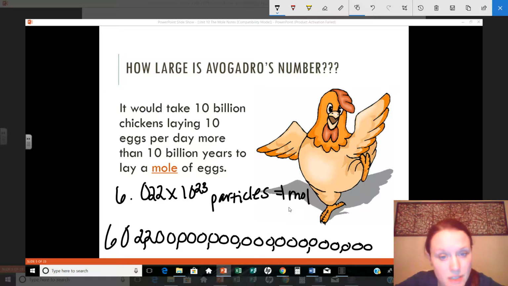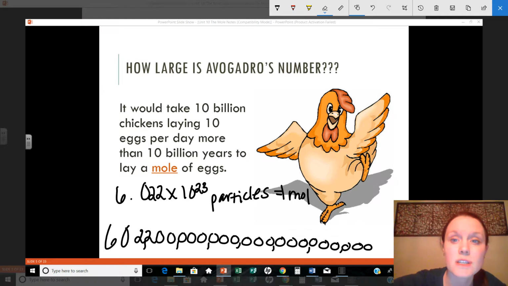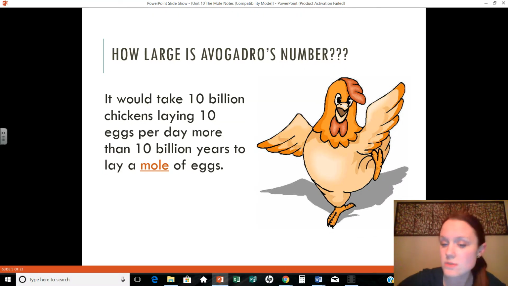So over the next couple slides, the examples that I'm going to show you are simply examples of everyday objects and what they would look like if you had 1 mole of that everyday object. In this particular example with this cute little chicken here, if you wanted 1 mole of chicken eggs, it would take 10 billion chickens laying 10 eggs a day for 10 billion years to get 1 mole of chicken eggs. It's going to take quite a long time to actually get that many chicken eggs. Now, a couple other examples.